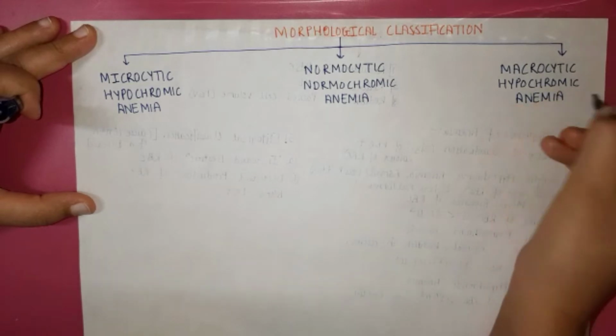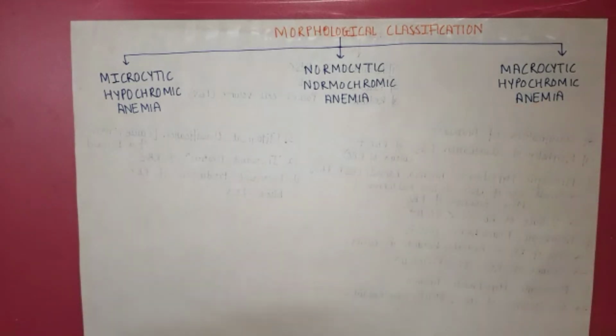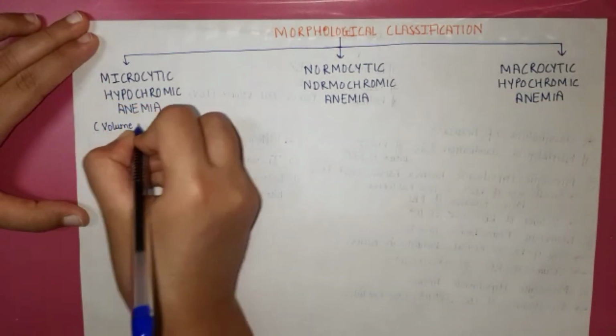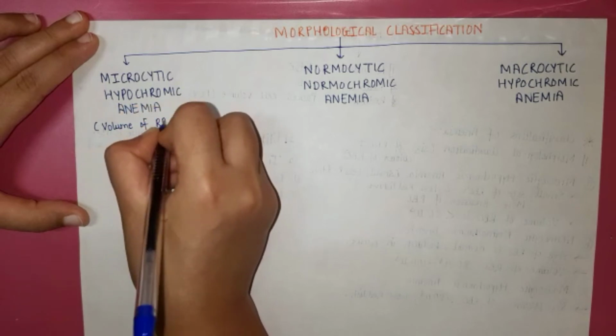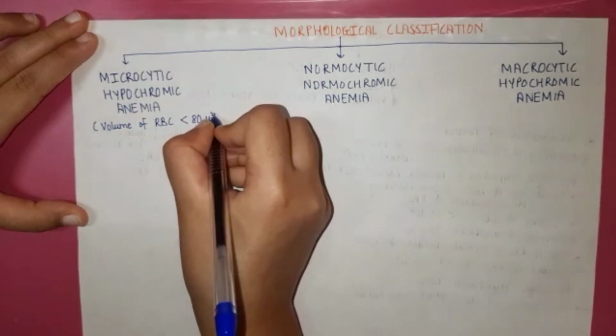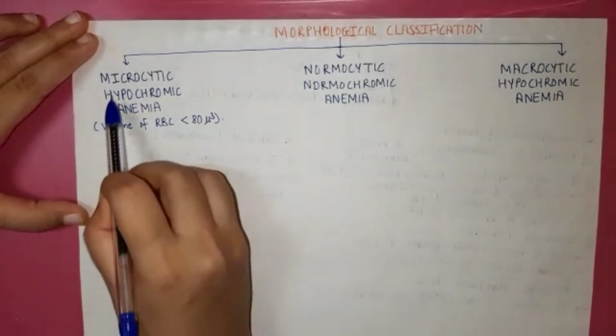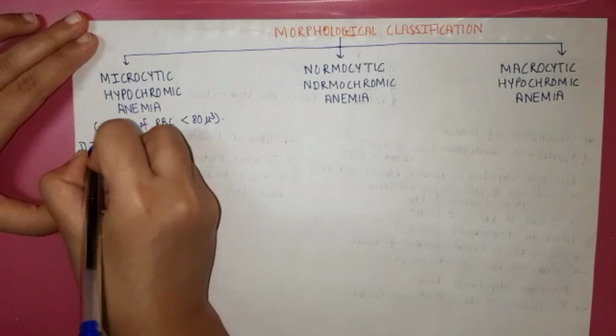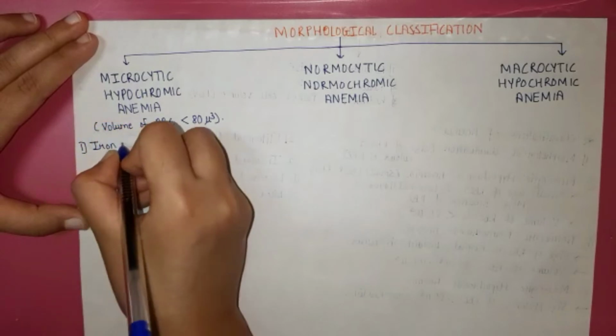So to begin with, first is the microcytic hypochromic anemia. As we said, the volume of RBC is less than 80 micron cubes. So what may be the cause of this type? So the first cause is iron deficiency.